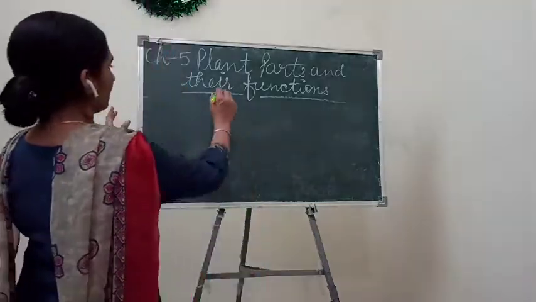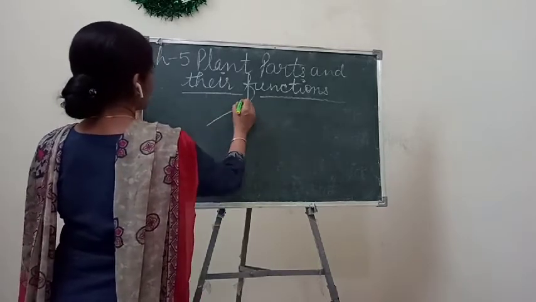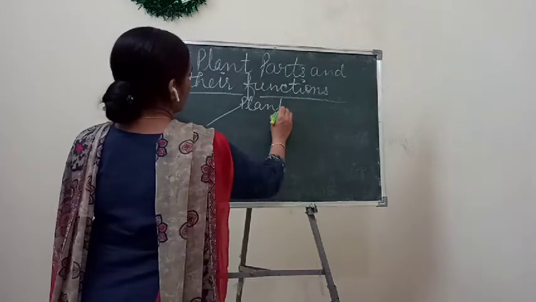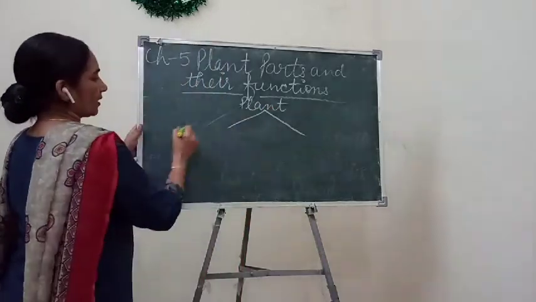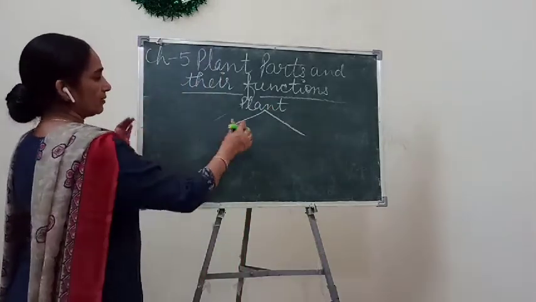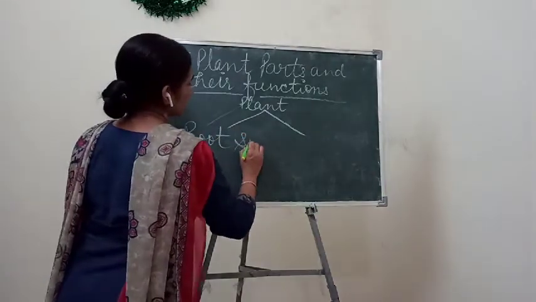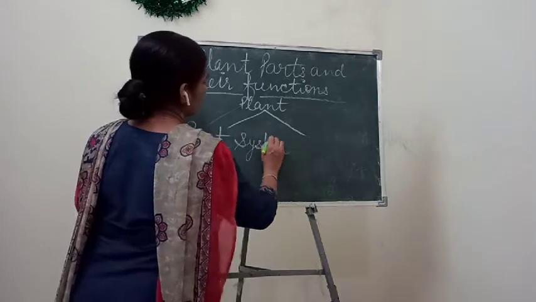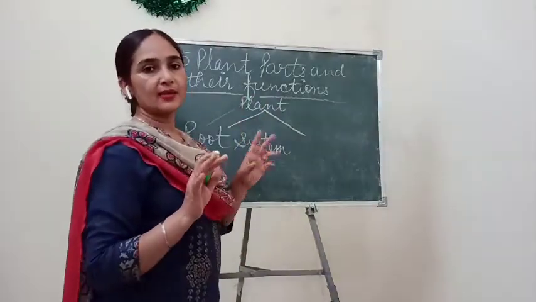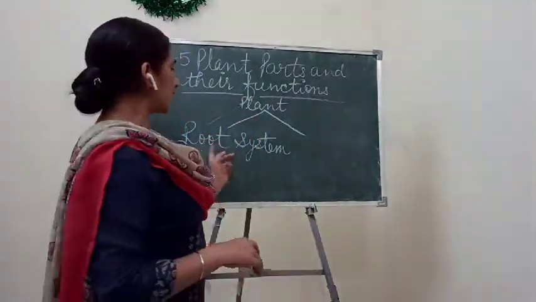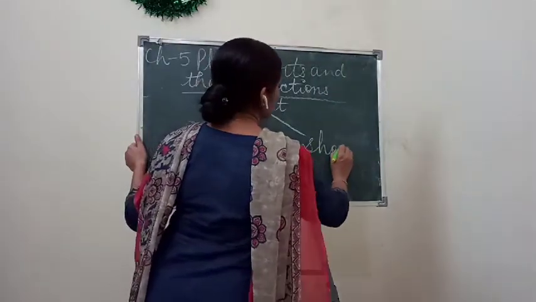So what are the categories? Any plant we can classify into two main categories. First is the root system, or in other words, any plant has two main kinds of system: first is the root system and second is the shoot system.